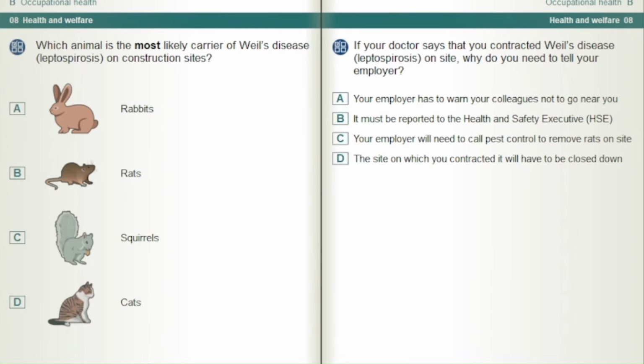Which animal is the most likely carrier of Weil's disease, Leptospirosis, on construction sites? Rabbits, rats, squirrels, cats.